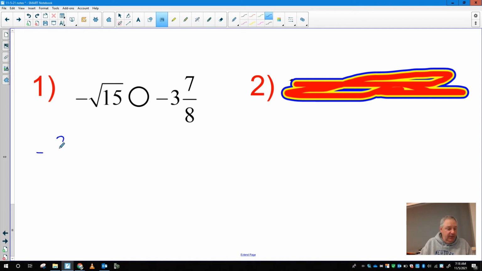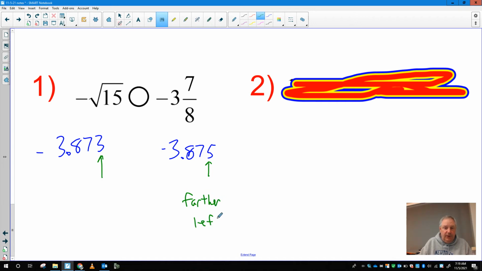All right, so hopefully you changed both of these into decimals. This would be negative 3.873. It keeps going, but let's just see if we have to go further, we will. But this side, if you use a calculator, we just divide 7 by 8, gives you negative 3.875. Since they're negative, I have to be careful. So every digit is the same except for this one. This is the bigger number, which means it's further left. So if it's farther to the left, that means it's a smaller number. So the correct symbol here should be greater than.